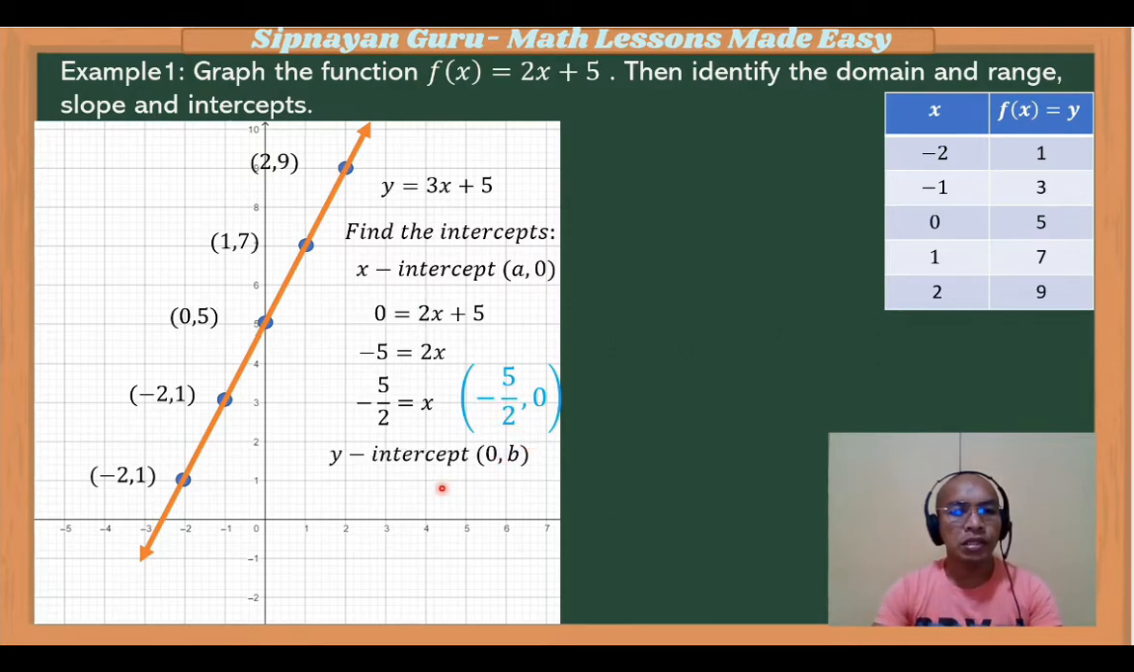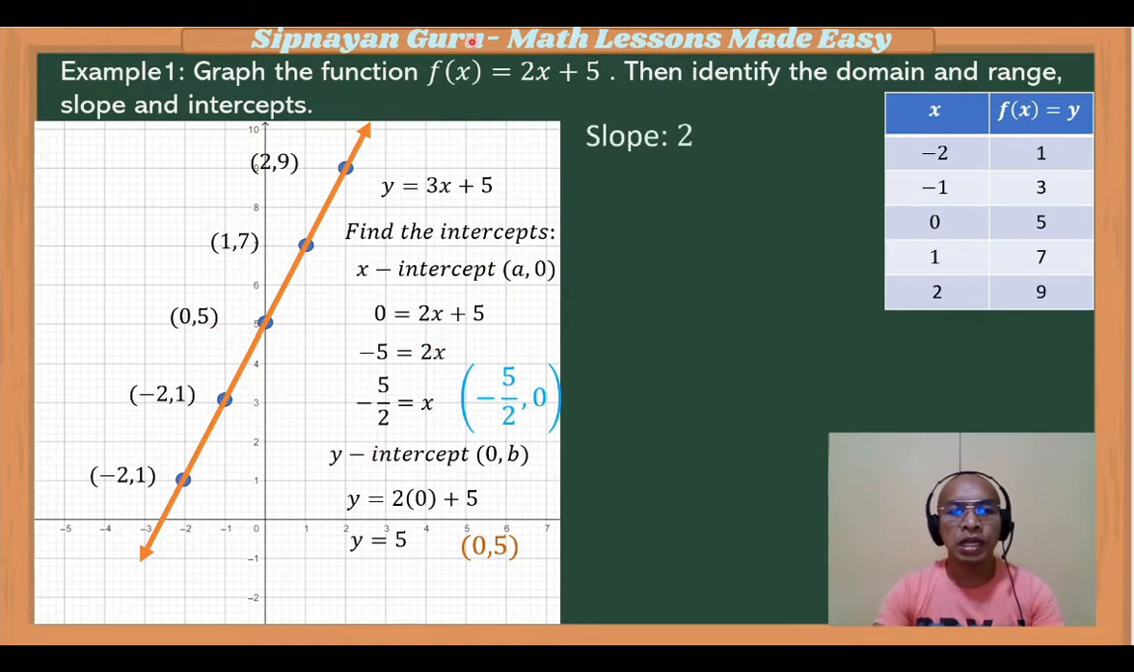For the y-intercept, this is the value of y when x is equal to 0, or the point wherein the graph crosses the y-axis. You can see the graph crosses at point 0 and 5. But basically, if we change the value of x to 0 in the function and solve for it, the value of y is equal to 5. So indeed, the y-intercept is 0 and 5.